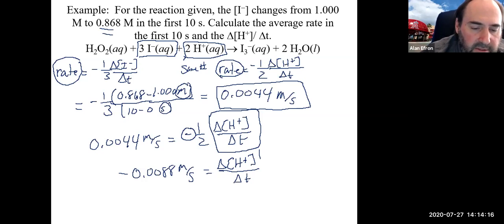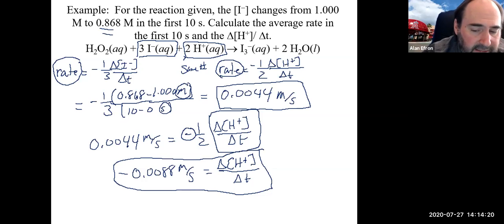This also makes sense if you think about it, because H plus is again a reactant. And as we talked about, we should know that it will have a negative here because it should be decreasing with time as it is changing. Question on that calculation there.